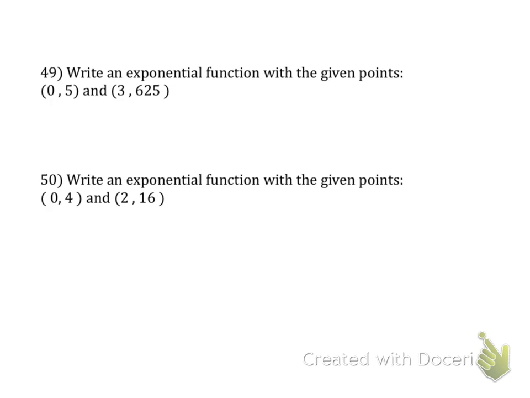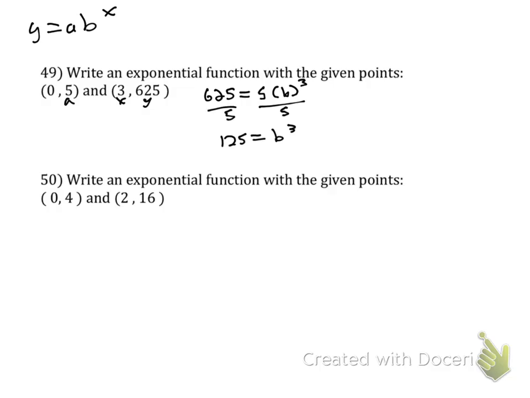All right, we need to write the exponential function. Y equals a times b to the x. We're looking for b, so we set that up as 625 equals 5 times b cubed, divided by 5. 125 equals b cubed. Cube root both sides. We get b equals 5, so our answer is y equals 5 times 5 to the x.